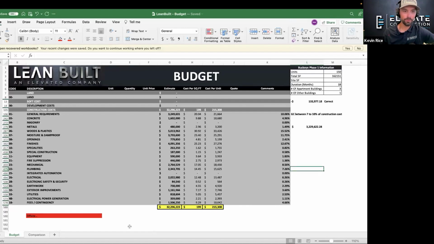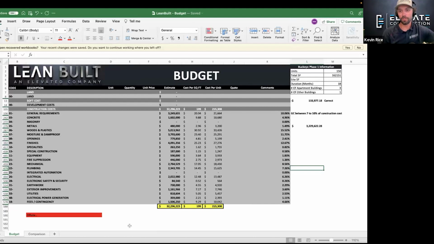Today we're going to go over the Lean Built budget and the work that this amazing team has been doing to get this very early budget to our owner and client. So here we have Emilio Robles, we have Nicolás, and we have Yayo. And these guys have been working very hard at this. So thank you guys for this.